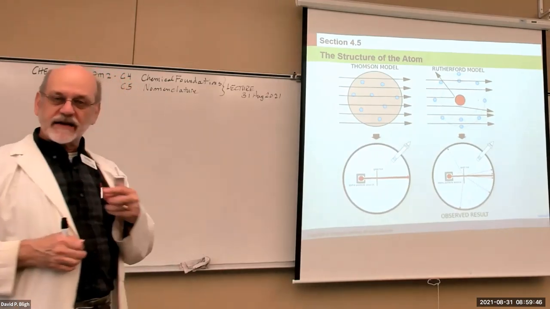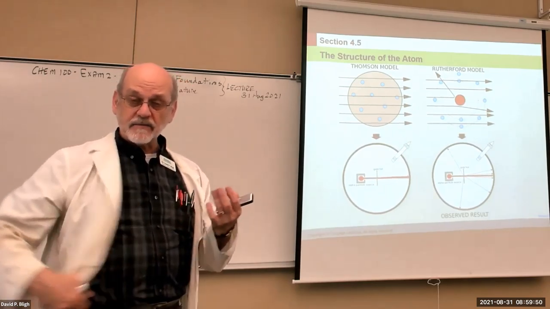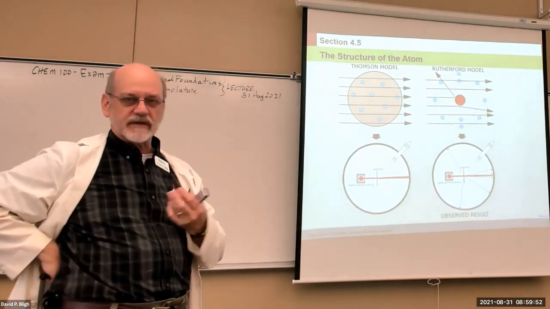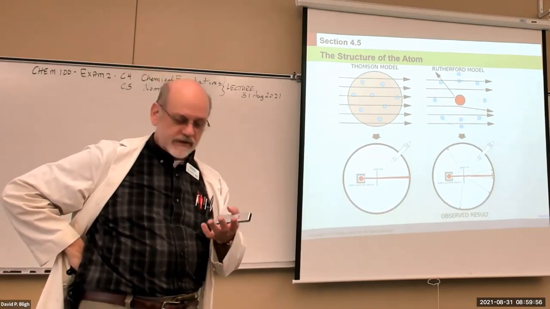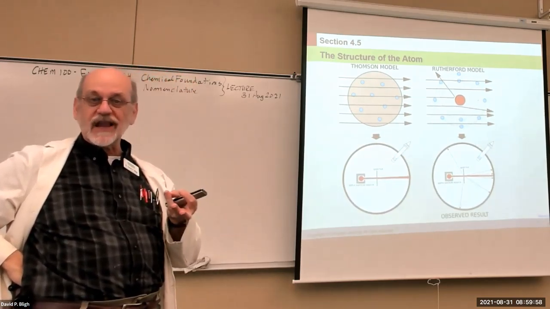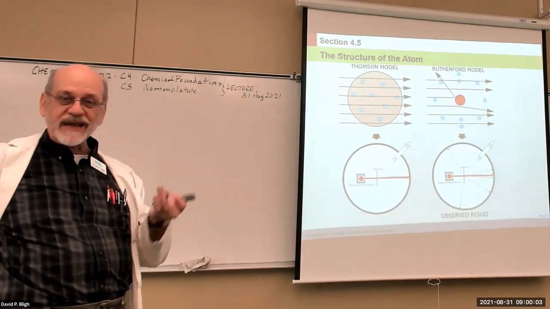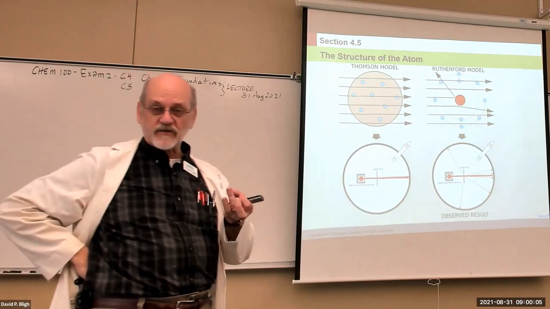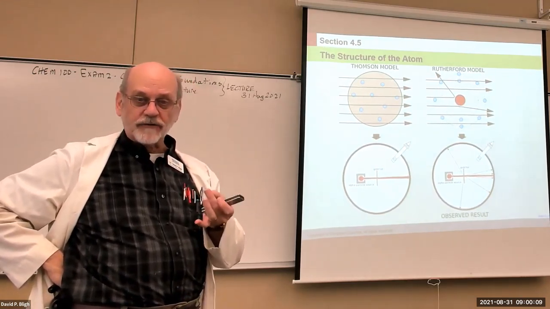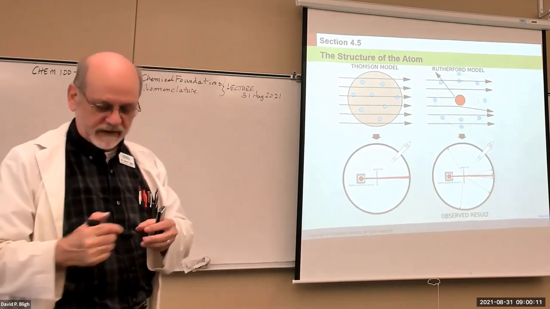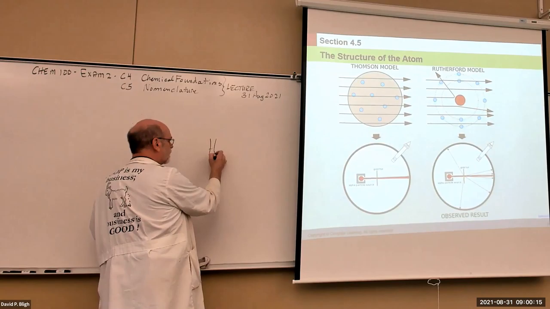So now he needed a bullet. He needs something to fire at that target. And by this time, radioactivity had been identified in three forms. It was either gamma rays, which was high energy light. That wouldn't work. It's not a particle. There were beta particles, which are actually high speed electrons. They weren't massive enough. And the third one, the alpha particle, was perfect. The alpha particle was actually a helium nucleus.